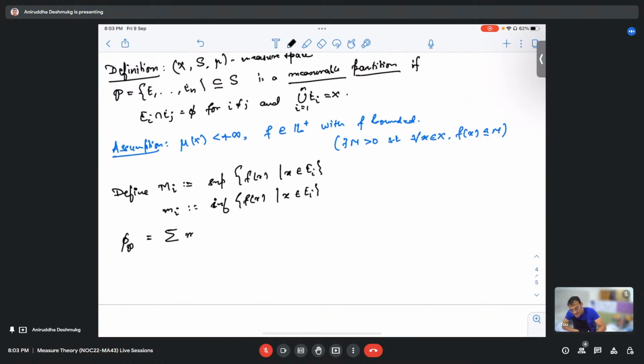And then let us define two more functions: phi_P as the summation of small mi chi Ei, and psi_P as the summation of capital Mi chi Ei. Are these simple functions, phi_P and psi_P? Yes, because the Ei's are disjoint and the union is the whole of X. In fact, they are measurable simple functions because the Ei's are measurable, and they are non-negative because f is non-negative. So this is inside L0 plus.